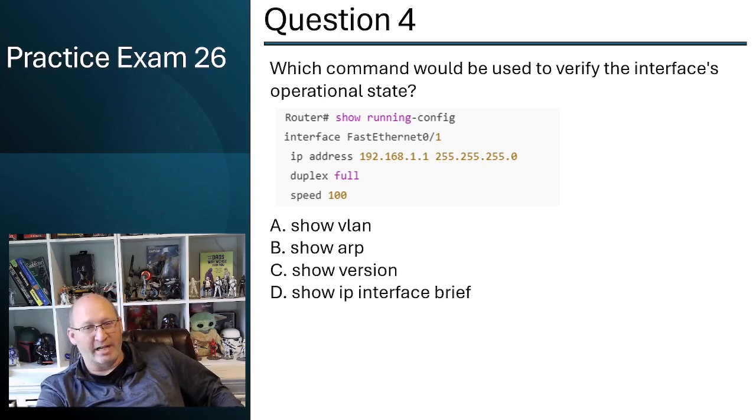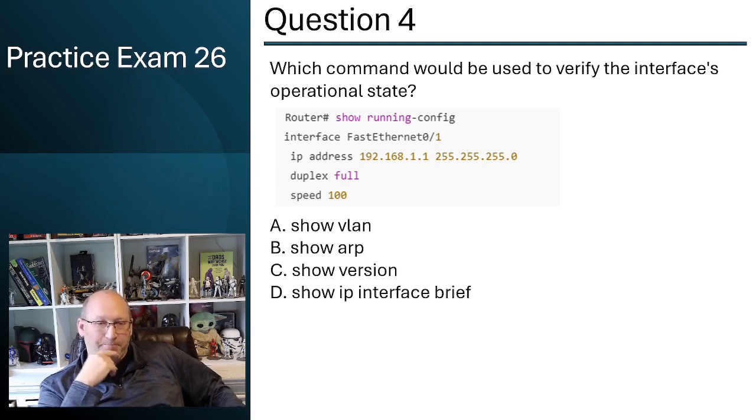Let's jump right into this one with A. Show VLAN. This would display the VLAN configuration, but not the interface status, right? And that's what we want. So I think we get rid of A. We have show ARP. It displays the ARP table, that Address Resolution Protocol table, and can provide us a map of the IP addresses and MAC addresses, but does not tell us what the operational state of the unit is. That is not part of it. That means it's either C or D on this one. C or D are going to be the top answers on the board.